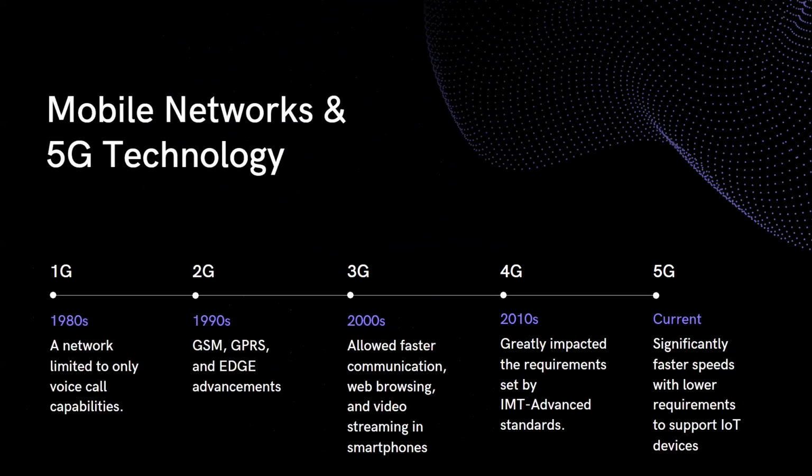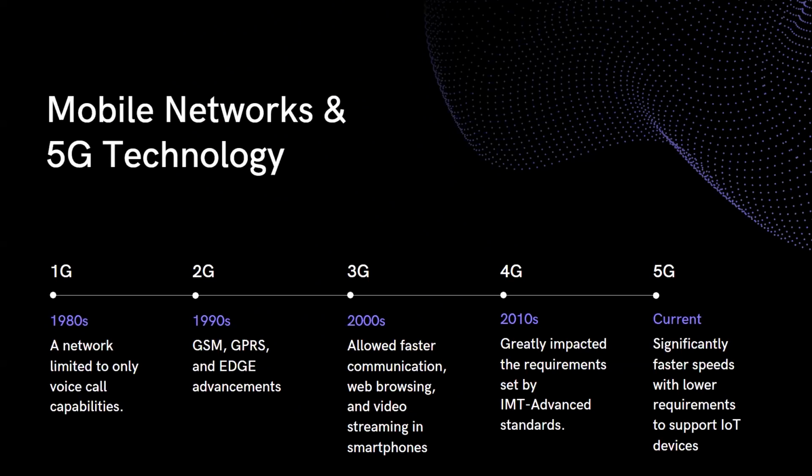So now let's see the history, or how these generations came. The first was in the 1980s. During that time, we had small analog cell phones, and we used to talk with different people. So we had a network which was limited to voice calls only. That was the first part.